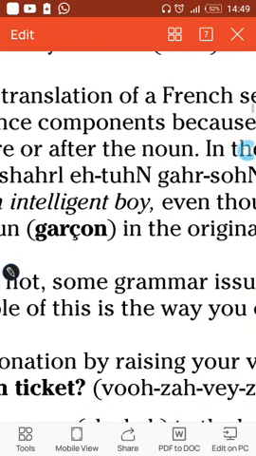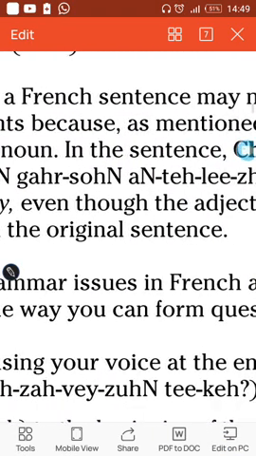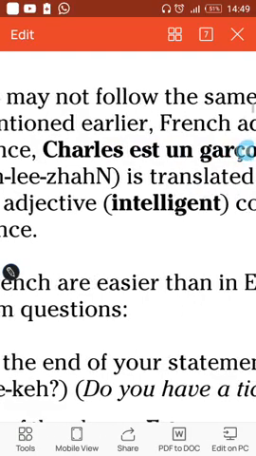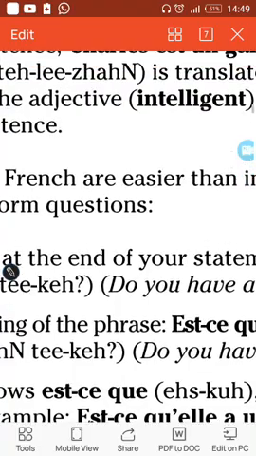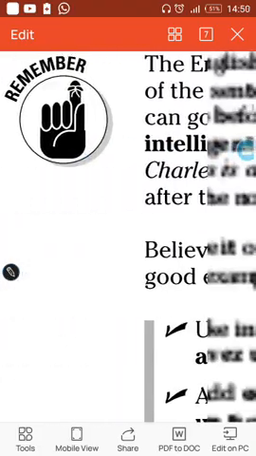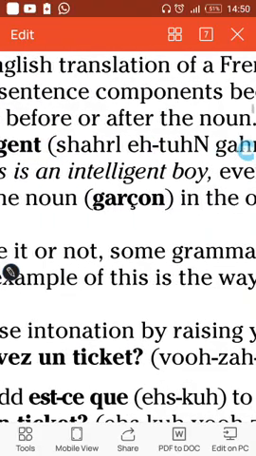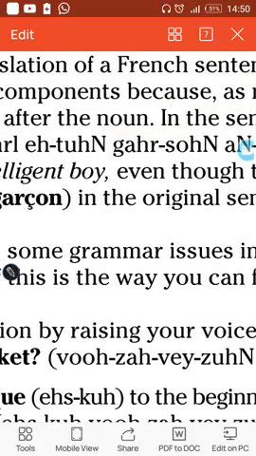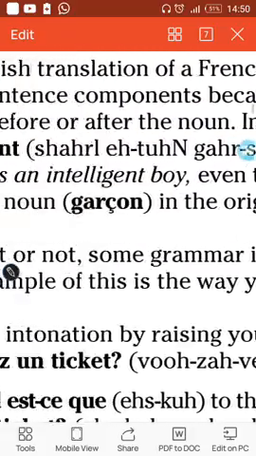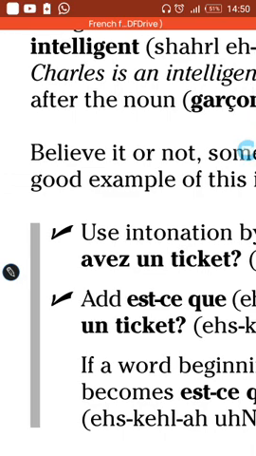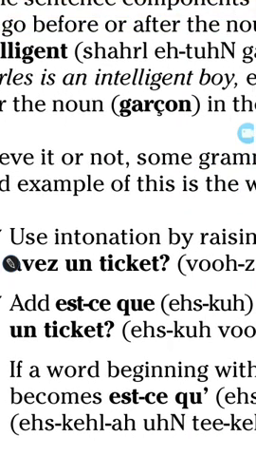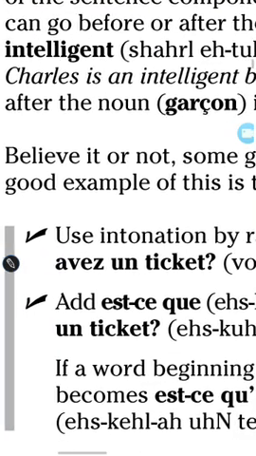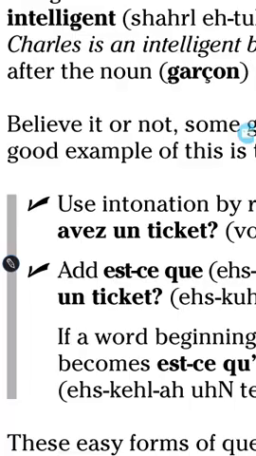Like use intonation by raising your voice at the end of your statement. If you are asking a question, you raise up your voice at the end. Like here, vous avez, we started our sentence from here. Vous avez un ticket? As it is a question, you raise up your voice at the end of the question. Vous avez un ticket? Do you have a ticket?